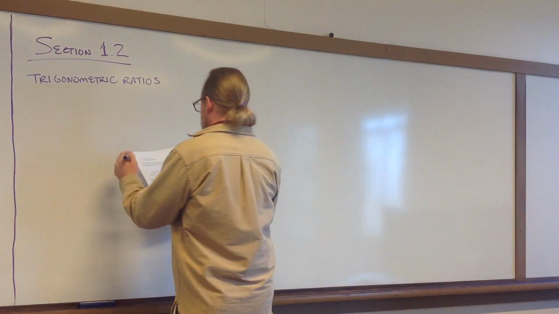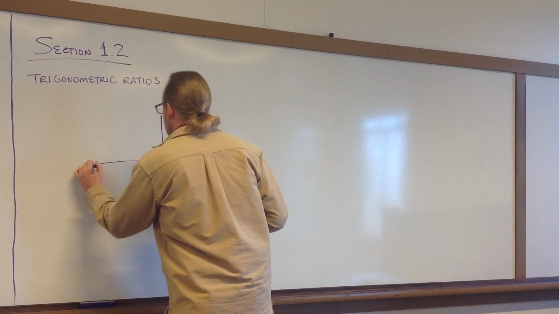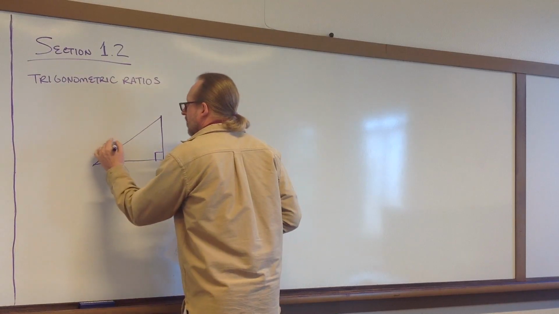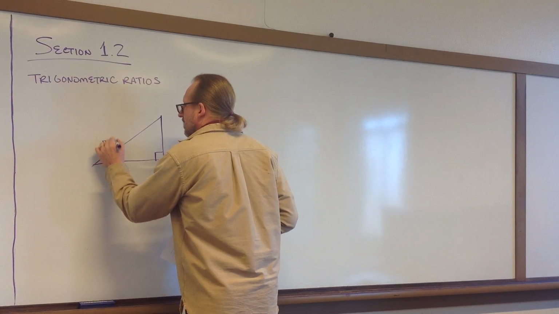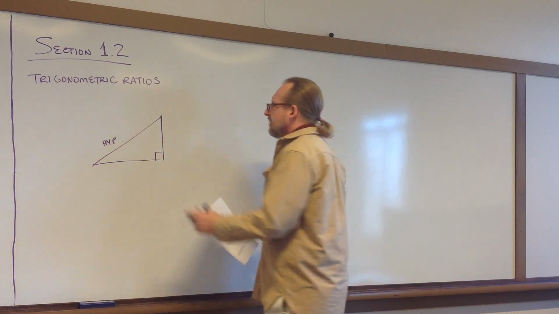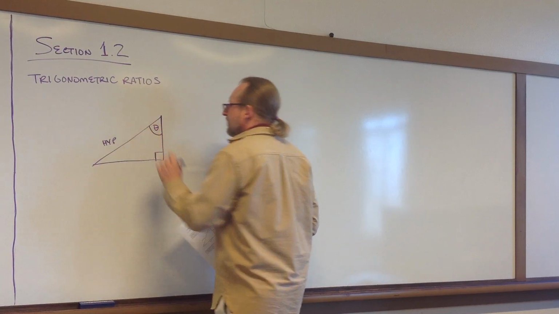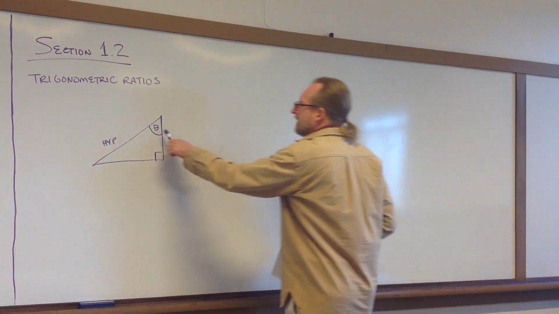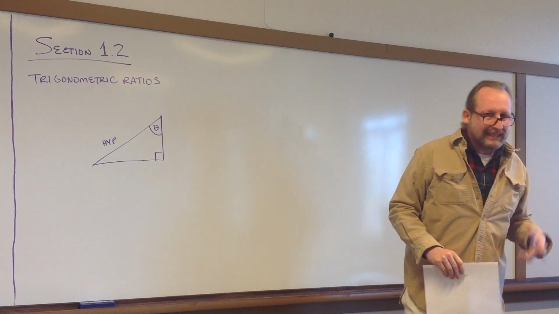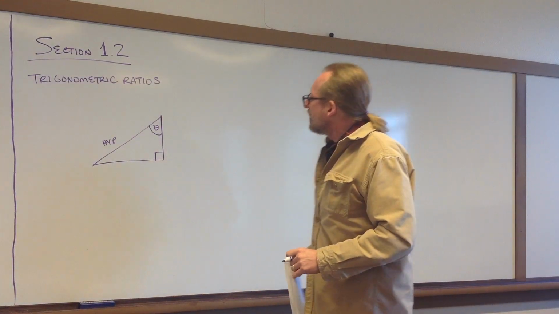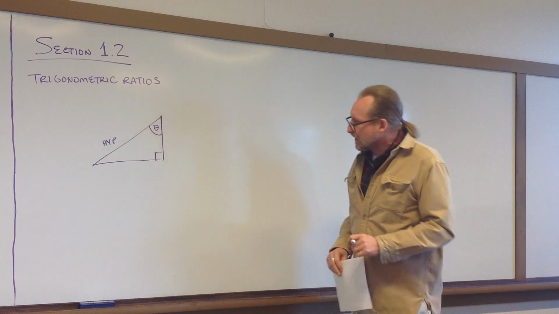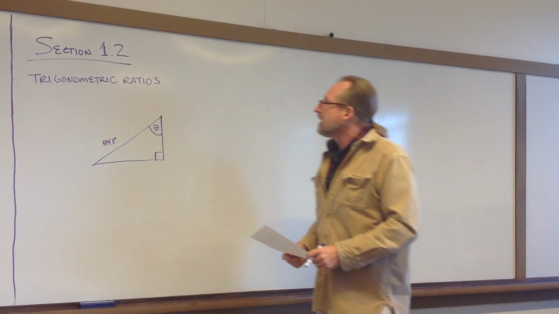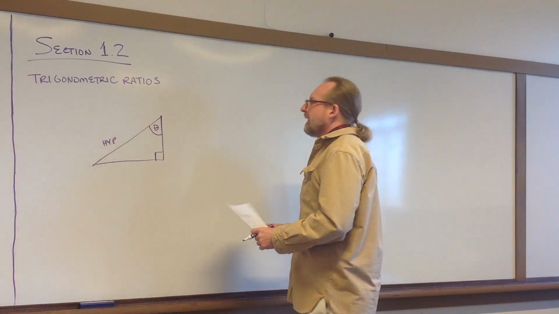This is page 13, and I've got it drawn like this. Here's our right angle. So the longest side across from the right angle is the hypotenuse. I've put an angle, and in trigonometry it's customary to use the Greek letter theta, which looks like this, to represent an unknown angle. It's sort of the companion to the x that we use throughout algebra. Theta is often used to represent an angle.